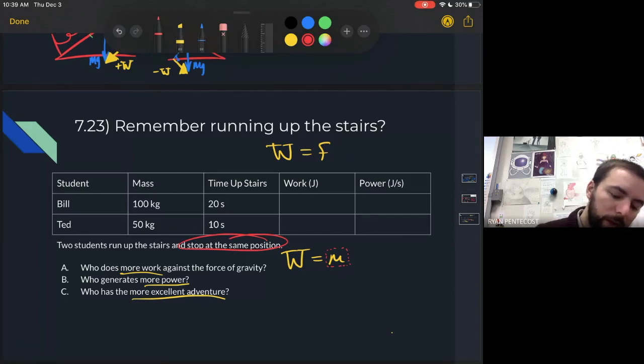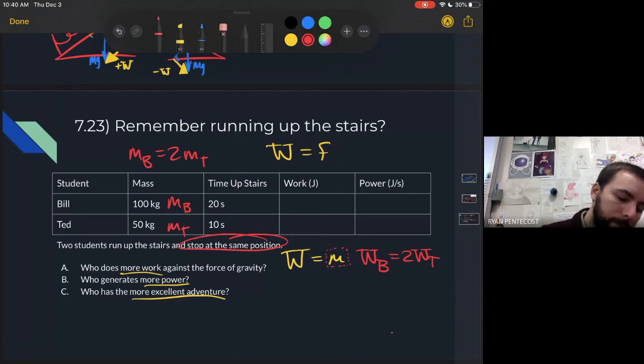So if we look at the mass of Bill and the mass of Ted, the mass of Bill is actually double the mass of Ted. So that would mean that the work of Bill is double the work of Ted. So that means that Bill does more work. Bill wins.